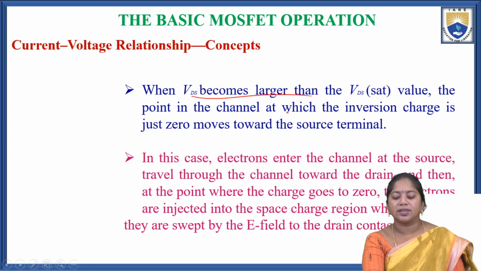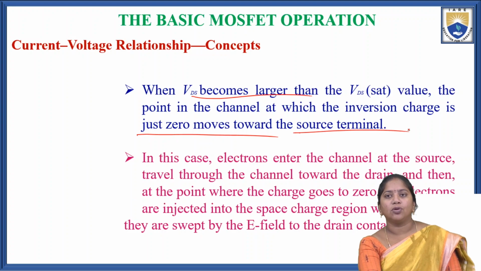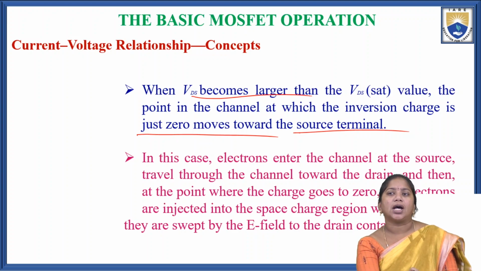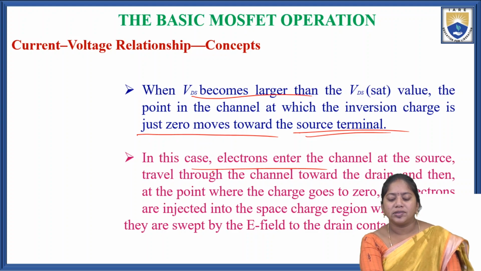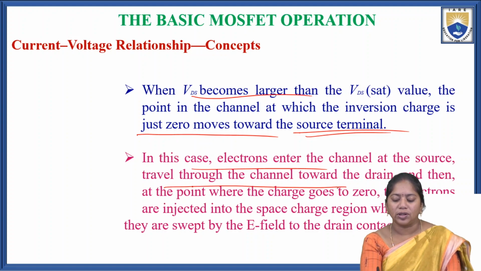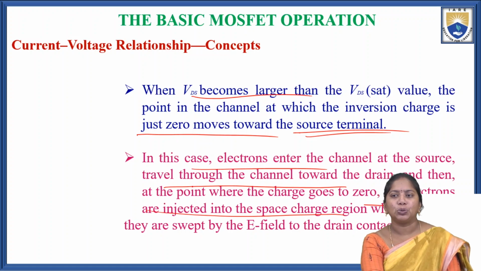When VDS becomes larger than the VDS saturation value, the point in the channel at which the inversion charge is 0 moves towards the source terminal. In this case, electrons enter the channel at the source, travel through the channel towards the drain, and at the point where the charge goes to 0, the electrons are injected into the space charge region where they are swept by the electric field to the drain contact.